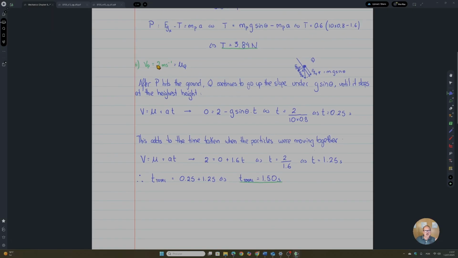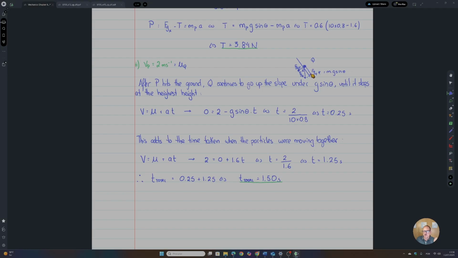I know the speed at which this happens when it hits the ground is 2 meters per second. And after P hits the ground, Q continues to go up the slope under g sine theta. This is the component of g along the slope. All right, g points down, but it's not the full extent of g, is not 10 meters per second squared, that is being applied, so to speak, to Q.